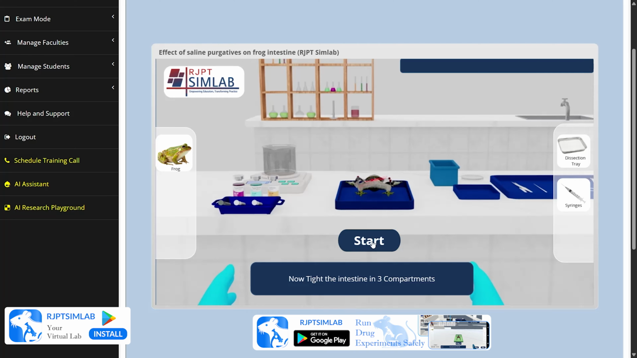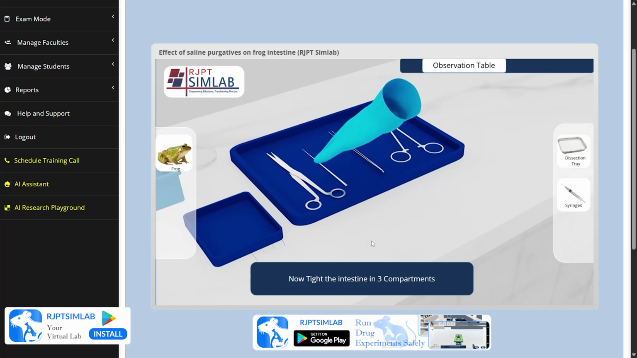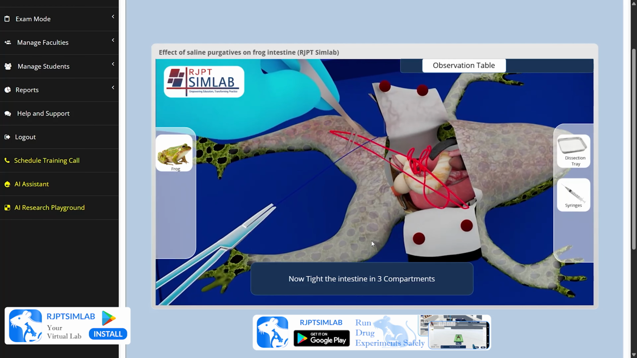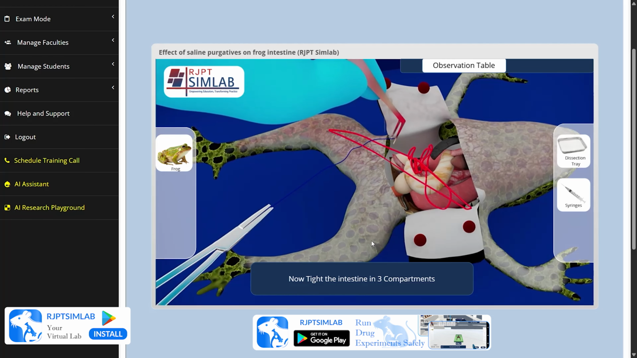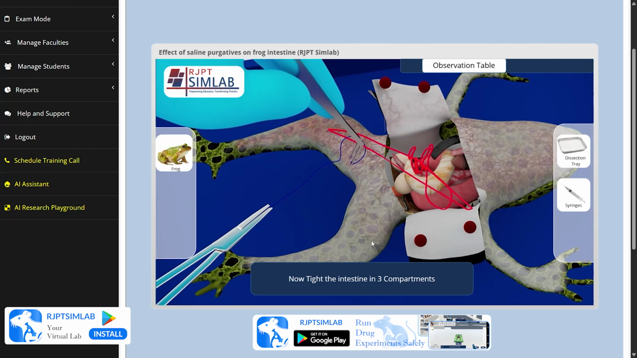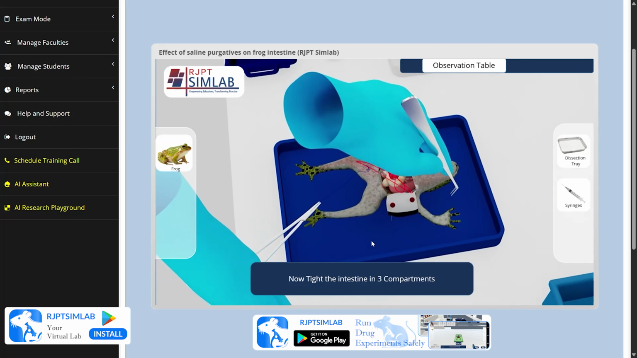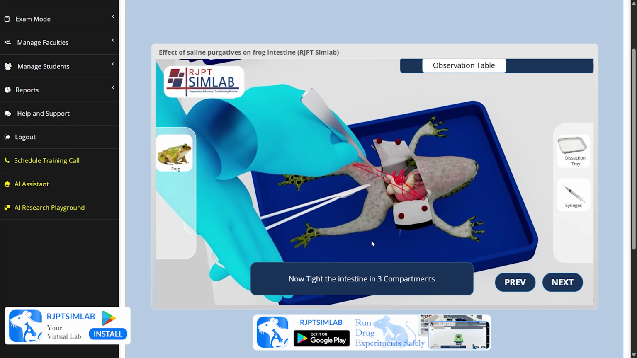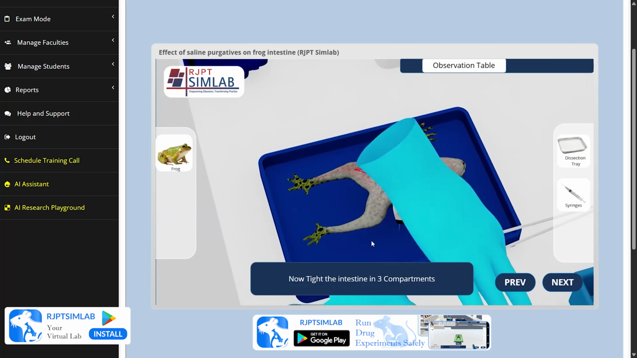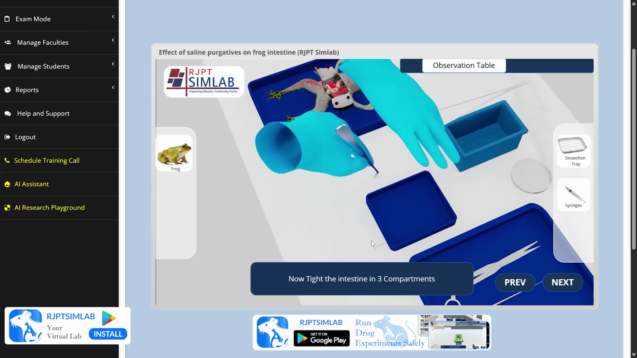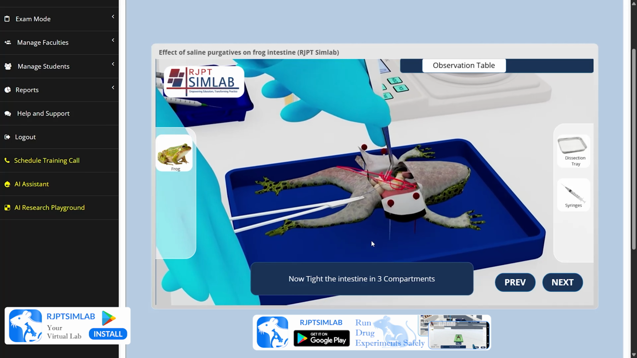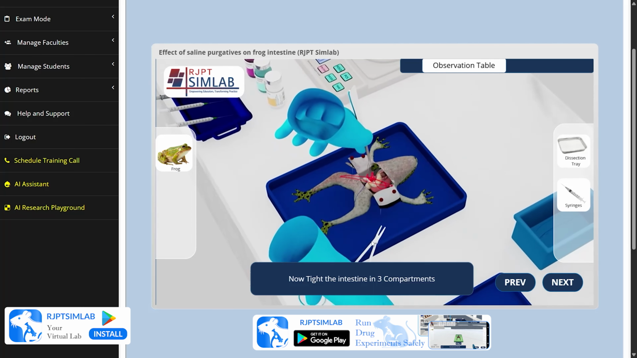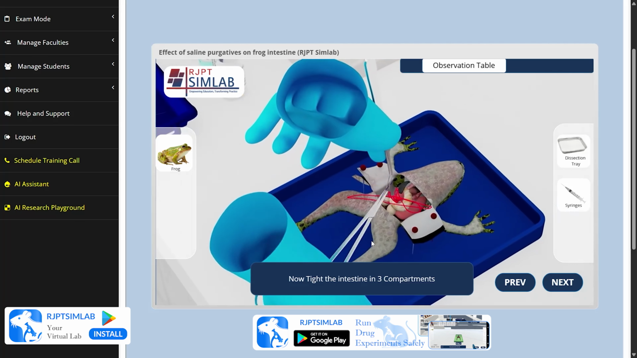We have to tie the intestine in 3 compartments. So with the help of forceps and scissors, we will tie threads on the small intestine and make three compartments. As we can see, with the help of forceps, we are tying knots on the small intestine. We have tied one at one point, then we are tying at another point, so that three compartments are made and no passage of the fluids inside the compartments is seen. We have to tie that thread very tightly so that no passage of the fluid is seen.